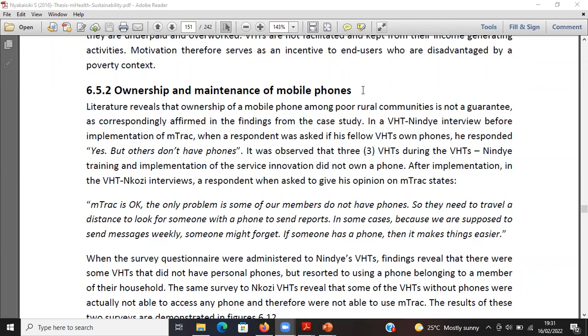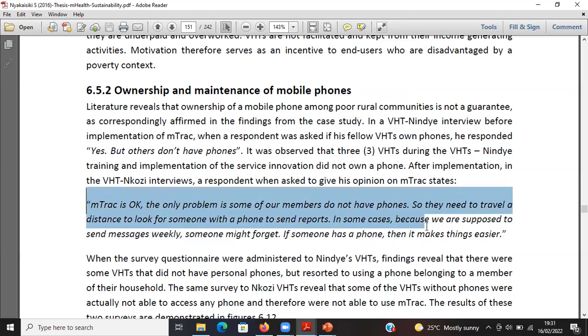So now, this is the sixth chapter in my thesis. If you look at this title, Ownership and Maintenance of Mobile Phones, this was a theme that came out of the findings I had. How did that theme emerge? One, it was from things that were said by respondents. You see this quote here, this is something that was actually said by somebody during an interview. Then in another situation, another respondent stated this.